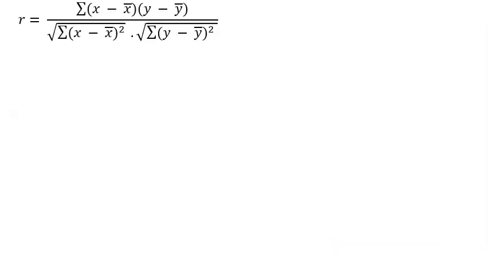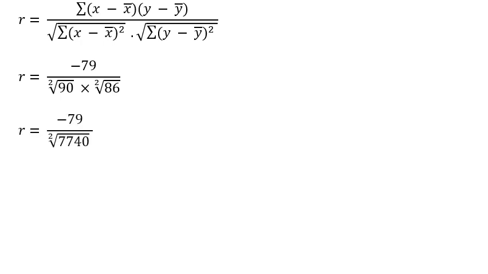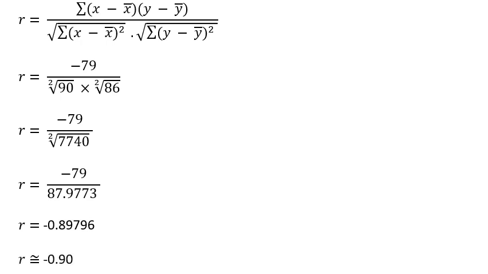So we will write down the formula, summation of x minus x bar into y minus y bar upon under root summation of x minus x bar square into under root summation of y minus y bar square. Putting the value, negative 79 upon root 90 into root 86, multiplying the under root values. Negative 79 upon under root 7740. Out of the root it will be negative 79 upon 87.9773. By dividing we will get negative 0.89796, that would be negative 0.90.